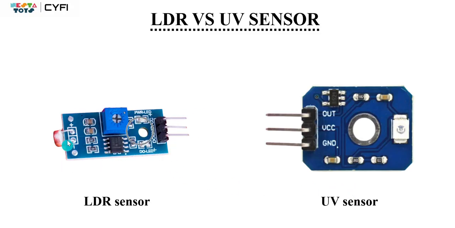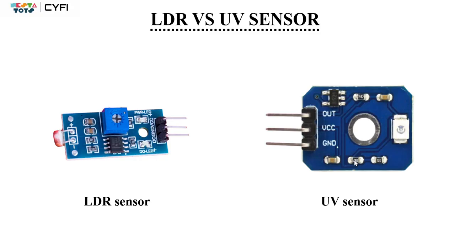So the LDR sensor detects the visible light, and the UV sensor detects the ultraviolet, that is UV light. The LDR tells how bright it is, like whether it is too bright or less bright. Those calculations will be done using the LDR sensor module. But the UV sensor tells how strong the UV radiation is, that is how strong the sunlight is. The LDR sensor is used for day and night detection, whereas the UV sensor is used for UV index and sunlight monitoring systems.